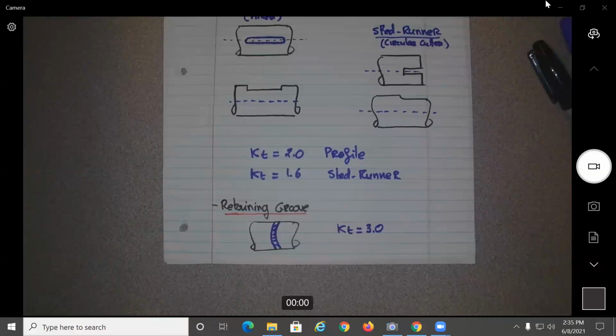Basically I'm saying all this stuff because you make the design of a shaft, but you're also going to have to think about how you're going to manufacture your shaft. How you manufacture your shaft is going to introduce different stress values.